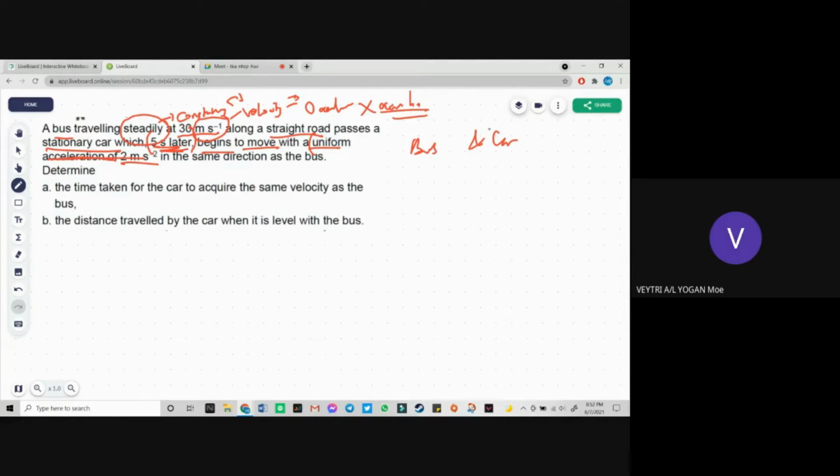Alright? Now, in the same direction. Bila dia cakap same direction, don't worry, just assume everything is positive. Kalau dia cakap different direction, that is when problem starts to arise. Some will be negative, some will be positive. Alright? Same direction as the bus. Car moves same direction as the bus.